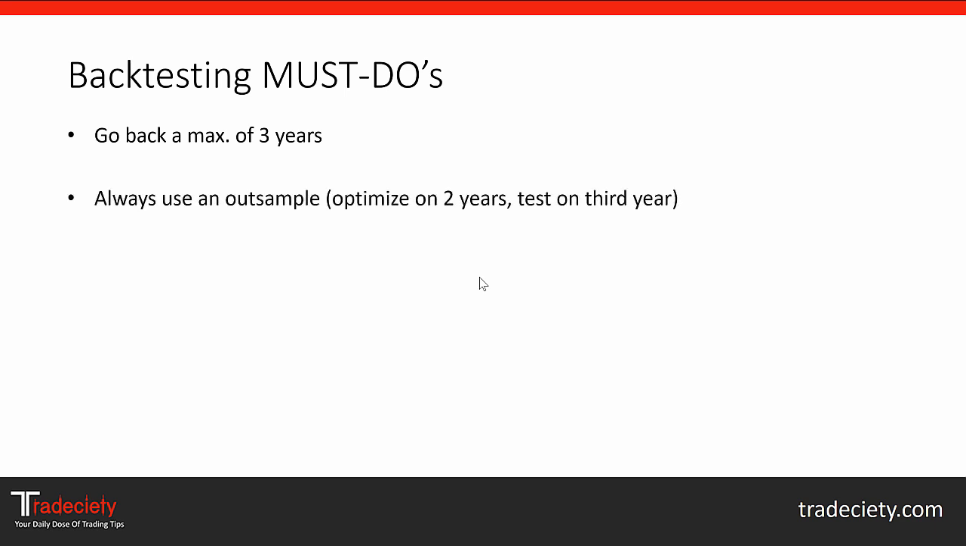So you always have to use an out sample in order to avoid curve fitting. For example, if you're using 3 years of data, then take 2014 and 2015 for creating and optimizing your strategies, and then you test that strategy on the 3rd year.